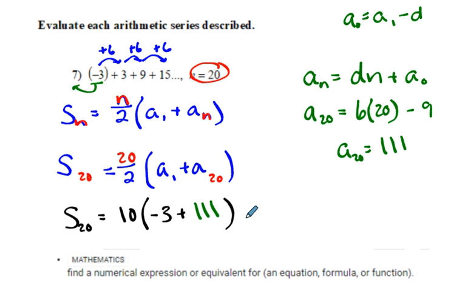And then we just evaluate that. So -3 plus 111 is 108. And when we multiply by 10, we get 1080. It's the sum of the first 20 terms.